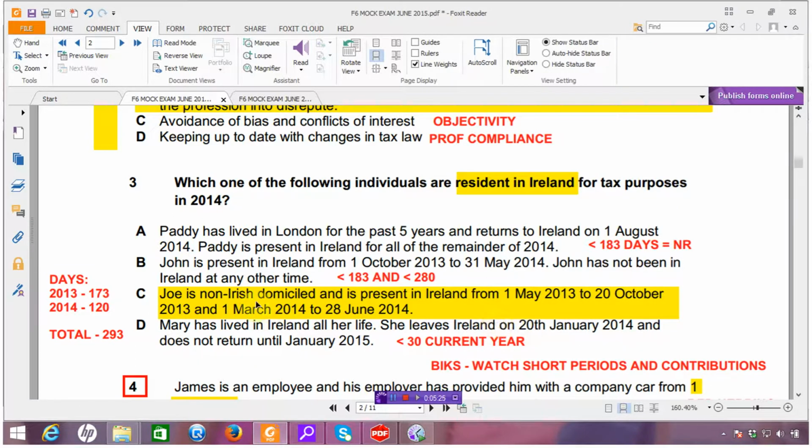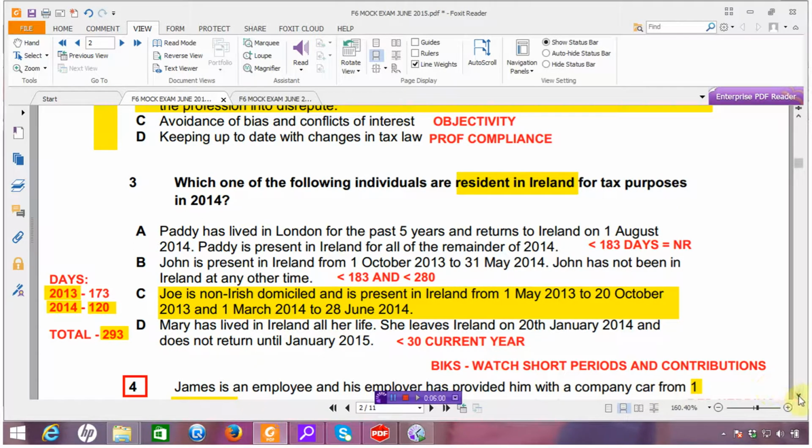Now, C is in fact the answer, and the reason is simply that in 2013, Joe had 173 days, in 2014, 120, so for the look back rule, that's certainly in excess of 280, and obviously it's in excess of 30 in the current year. So do be familiar with both of those rules, particularly look back. I think that's a little bit more tricky to work out, and if I was examining this area, that's something I would target rather than the standard 183 days in the tax year.